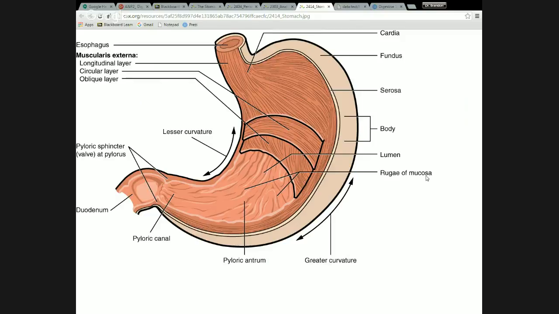They will be at essentially 90 degrees to each other. But the oblique fibers are kind of 45 degrees in between the two, giving us just another layer of musculature in there.